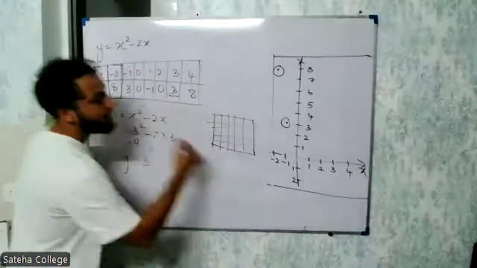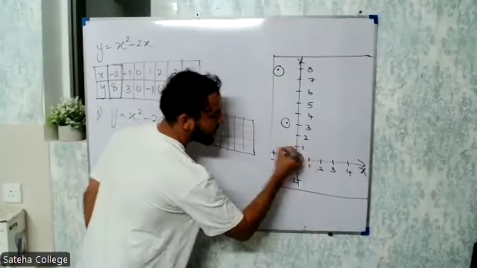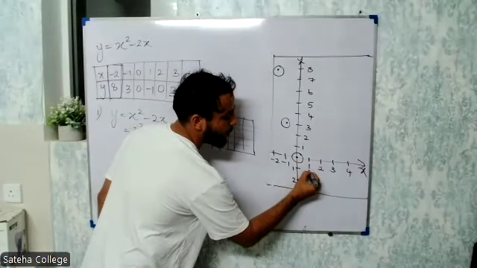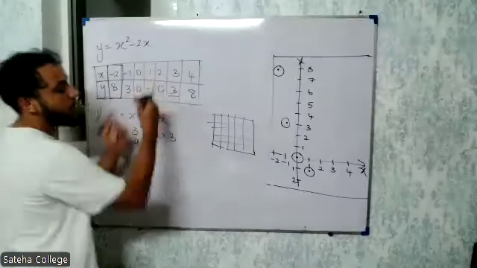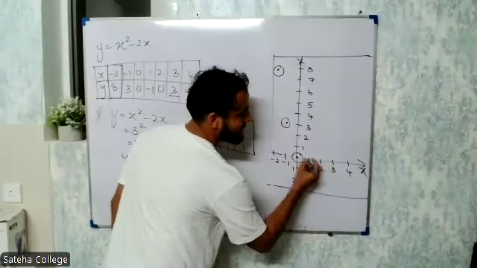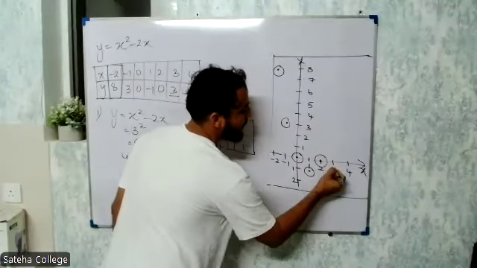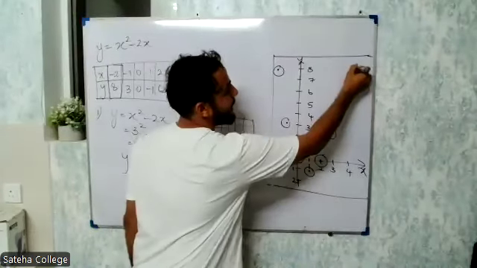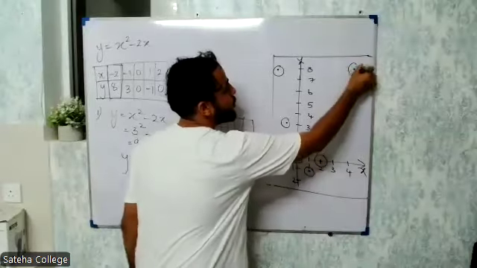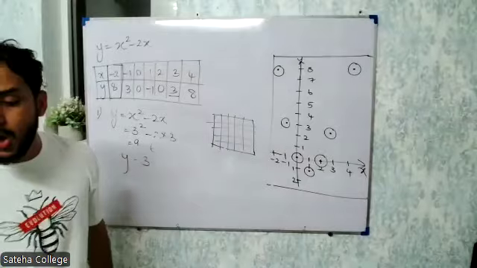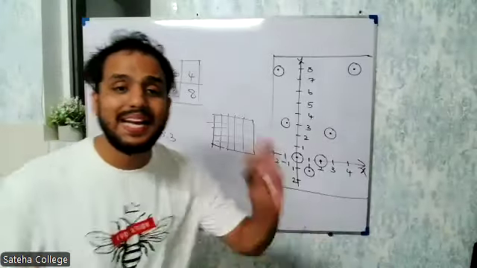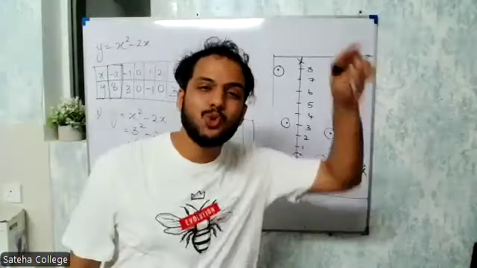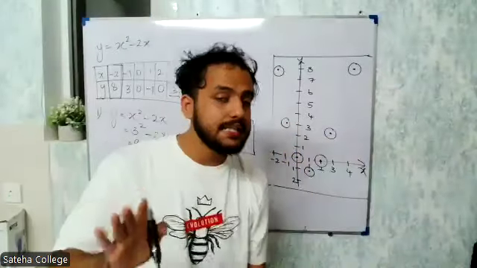Then 0, 0, that's here. Then you have 1, -1: 1 on your x-axis, -1 on your y-axis. Then you have 2, 0: 2 on the x-axis, 0 on the y-axis. Then you have 3, 3, that's here. Then finally 4, 8. Okay, so you have completed marking all the points on the Cartesian plane. Another mark. So altogether now you have got 3 marks. Your last mark is to draw a smooth graph. This needs a bit of practice.